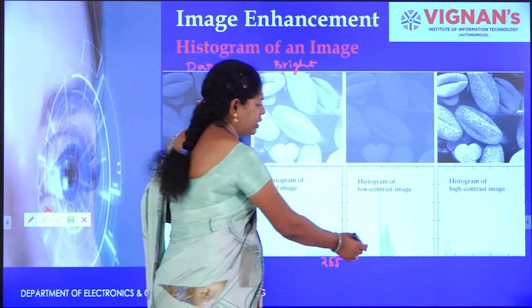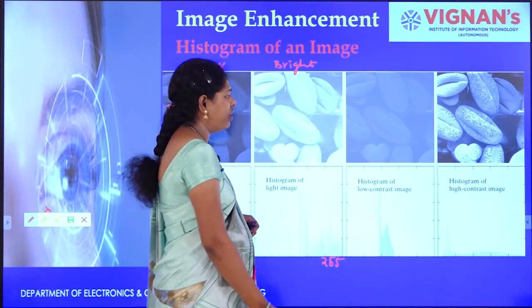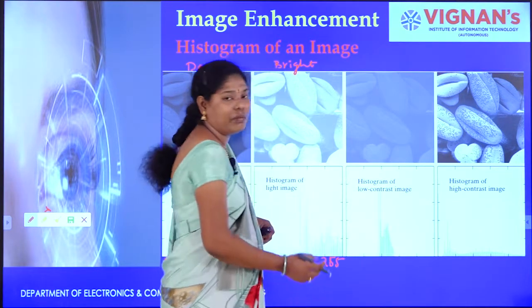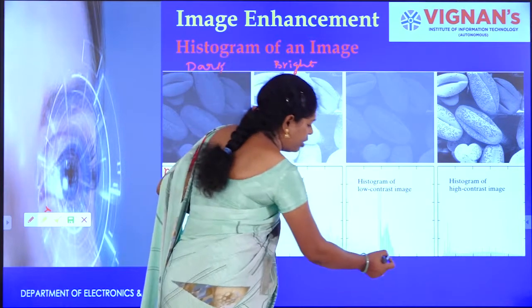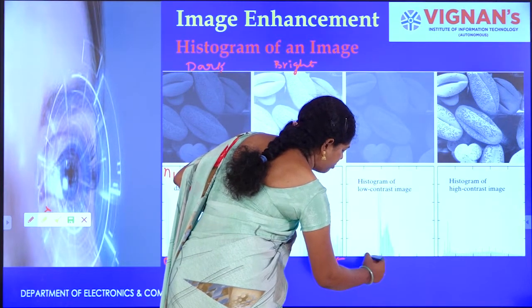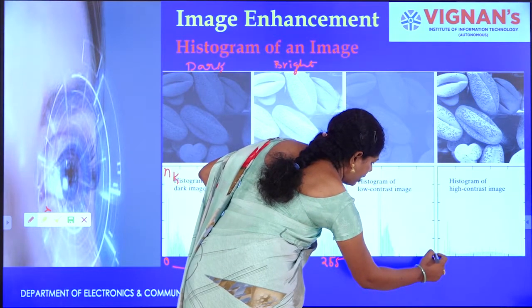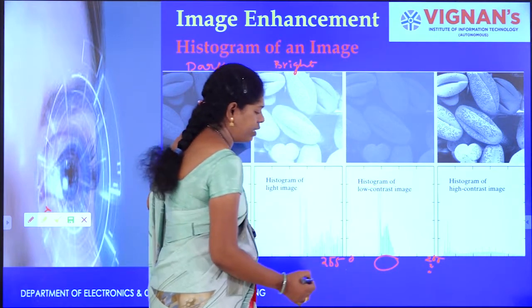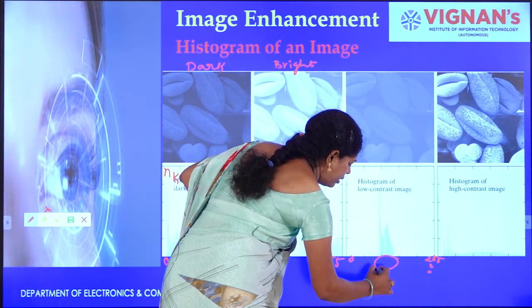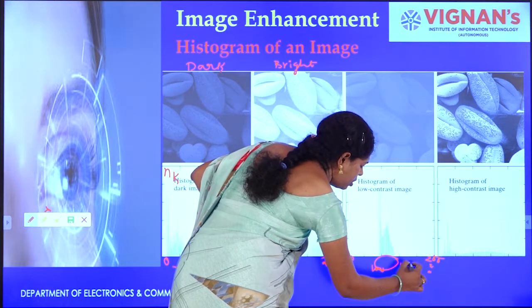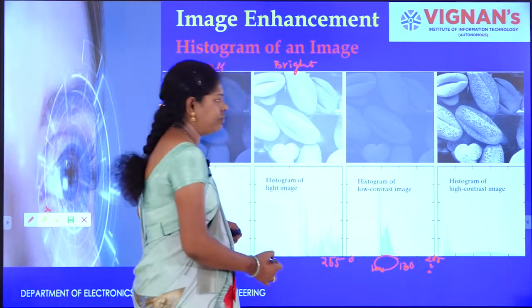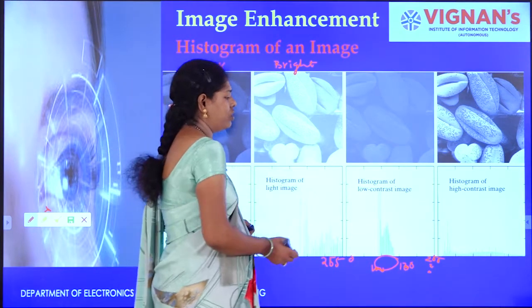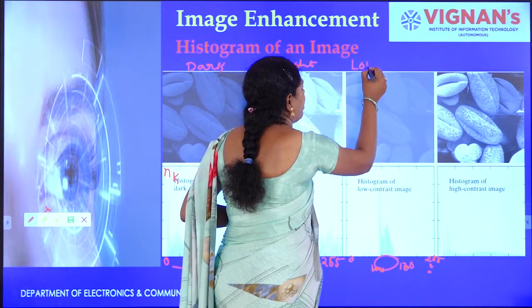Let us see the third case, that is a low contrast image, where all the pixels in the image lie only in the middle. For example, here it is 0 to 255, and these gray level values are in between, maybe 100 to 130 or so. If it is within the middle level also, the image is not good. Here it is called low contrast.